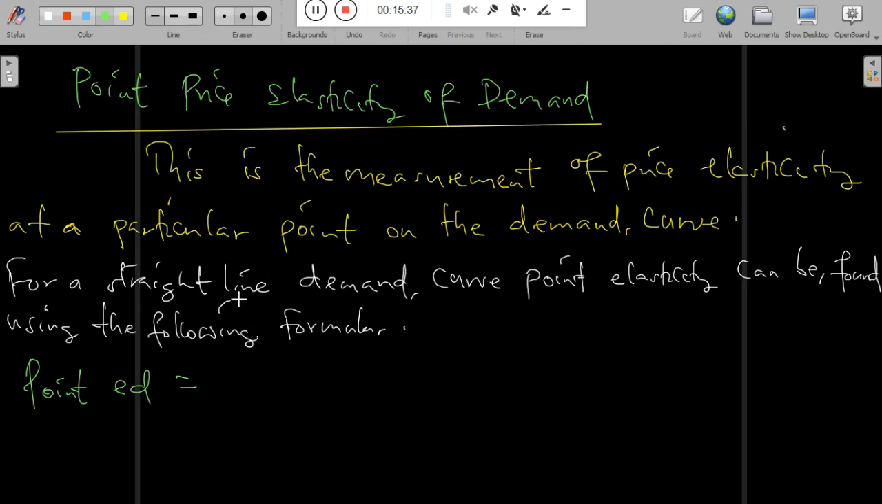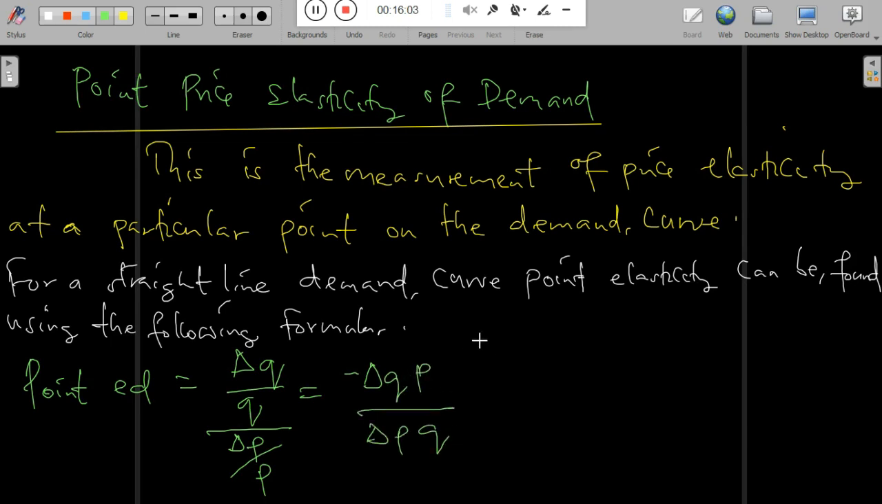Point price elasticity of demand. So what is the actual concern about the point price elasticity of demand? We're going to look at how we can calculate it. This is the measurement of price elasticity at a particular point on the demand curve. For a straight line, the demand curve point elasticity can be found by using the following formula.